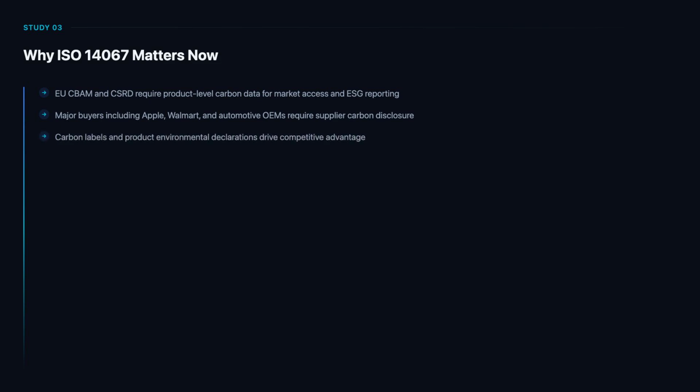Carbon labels on products are becoming a competitive differentiator. Consumers increasingly consider environmental impact in purchasing decisions. Environmental product declarations based on ISO 14067 data provide transparent, third-party verified carbon information that builds trust and brand value.